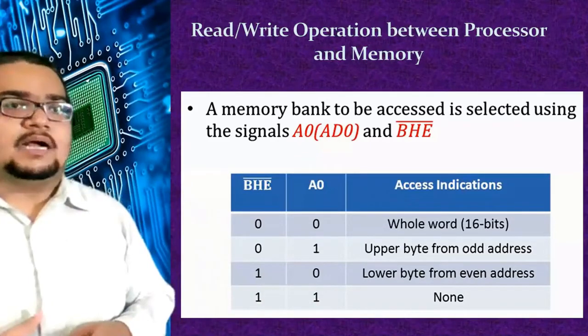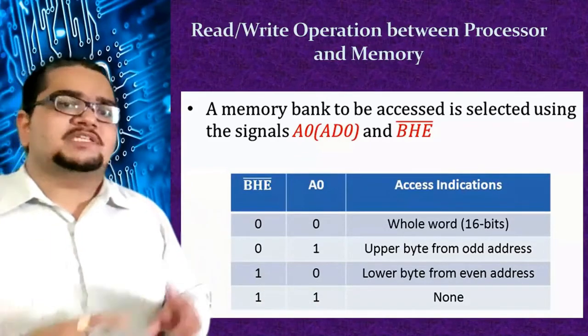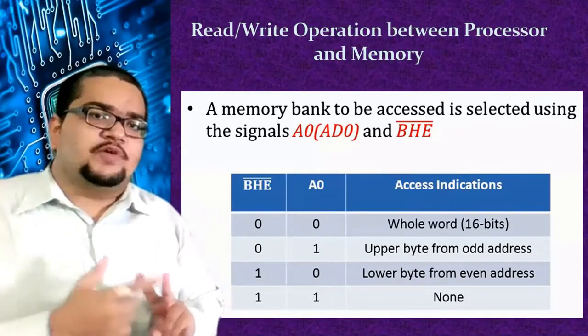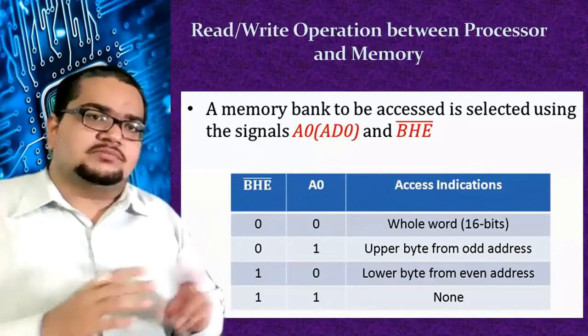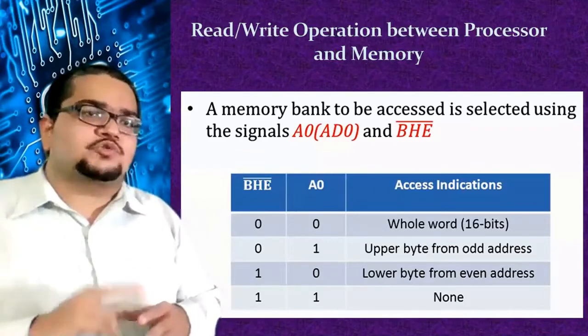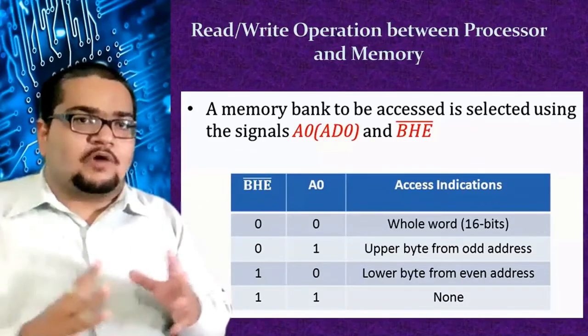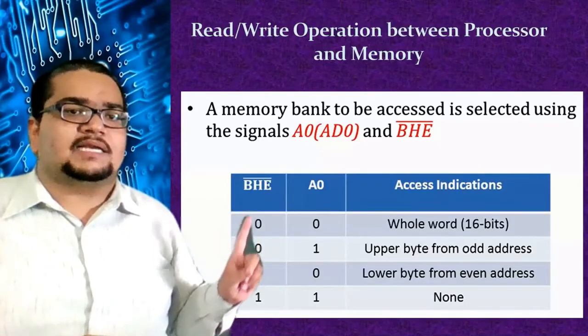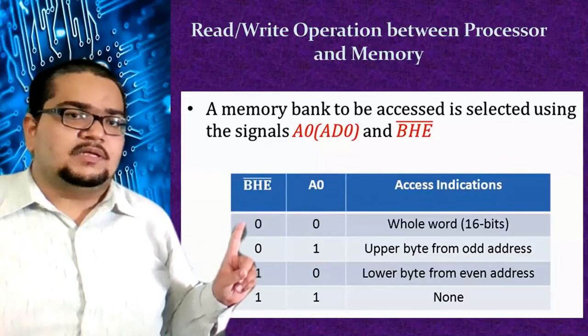Now, another case is 0, 1. Obviously, when there are two variables, they will give you 4 combinations, 2 power 2. Two variables, each one is binary. So permutations and combinations again give us 2 power 2 possible combinations of them: 0, 0, 0, 1, 1, 0, 1, 1. So 0, 0 we have checked here. That gives us a 16-bit data access.